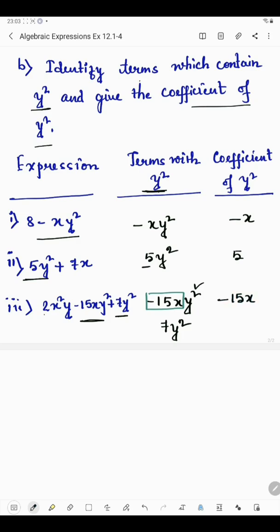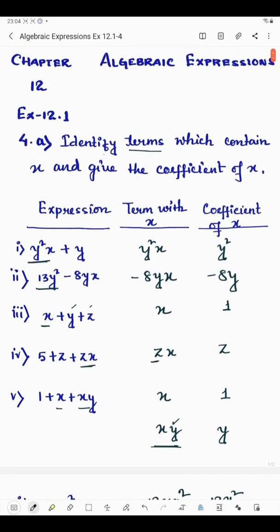Now from the term 7y square, what is the coefficient of y square? Here we have only 7 with y square. Since we have to find the coefficient of y square, excluding y square, whatever is there with y square, we take that. So here we have only 7. So the coefficient of 7y square will be 7. So this way we will have to find the terms from the expression, and accordingly write the coefficient. So this was all about question number 4. Thank you, students.